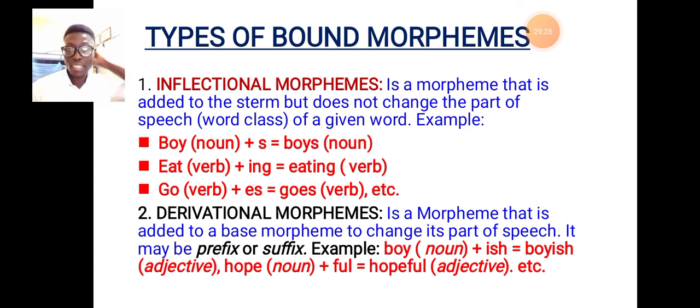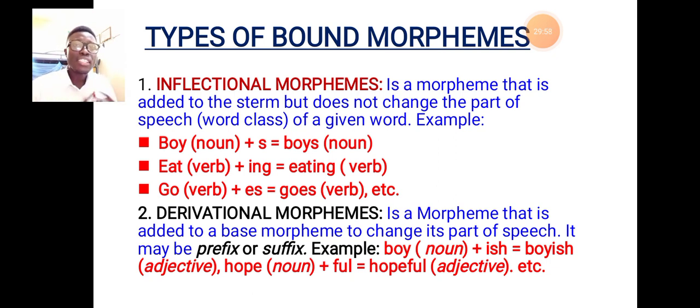Just as I said, the formation of the word, for example, boy. Now, when I added the ish to it, the formation of the word boy changed to what? Boyish, as well as its word class, from noun to what? Adjective. That is what we are talking about under the derivation.